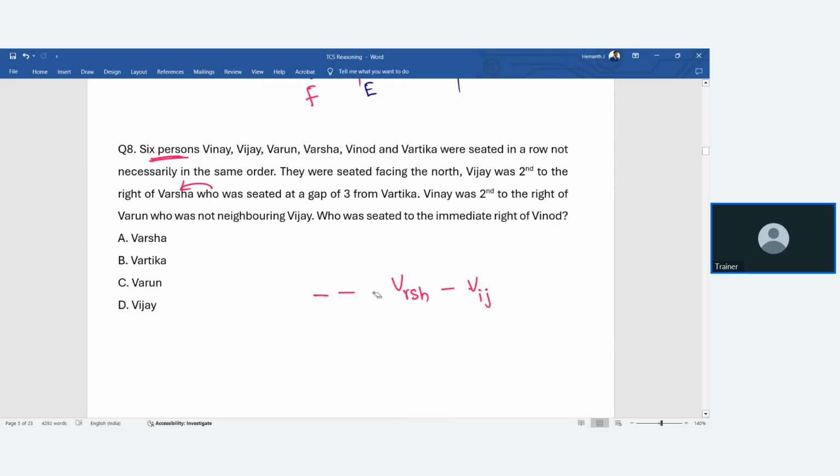Then I have to go for the right side. Gap of 3, it can be right side or left side gap. If you go here, 3 gap, Vartika will be here.